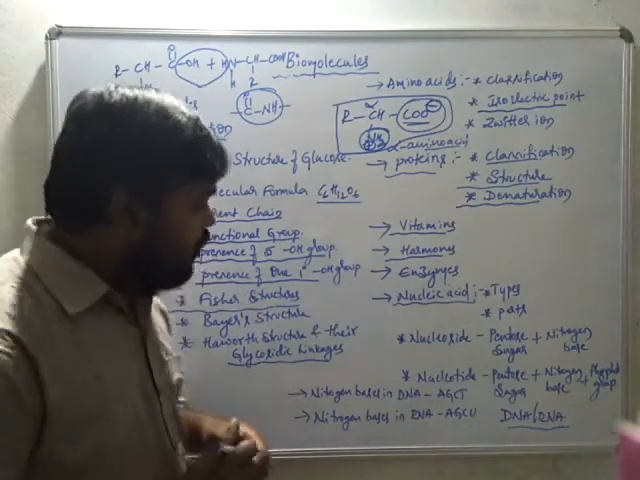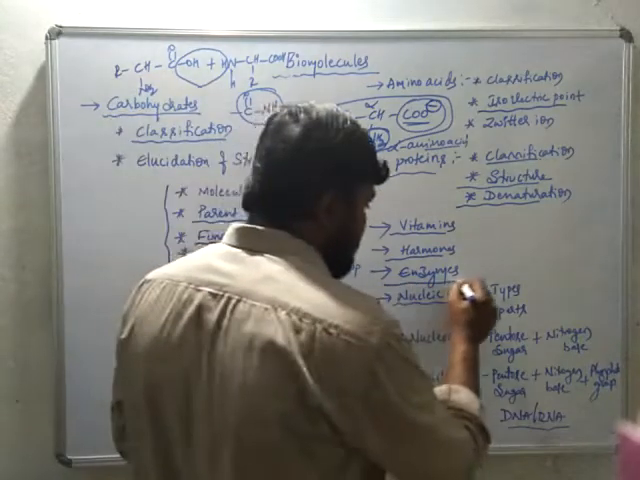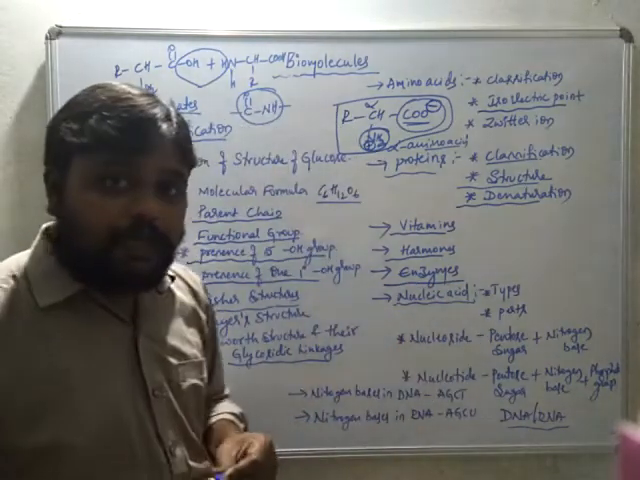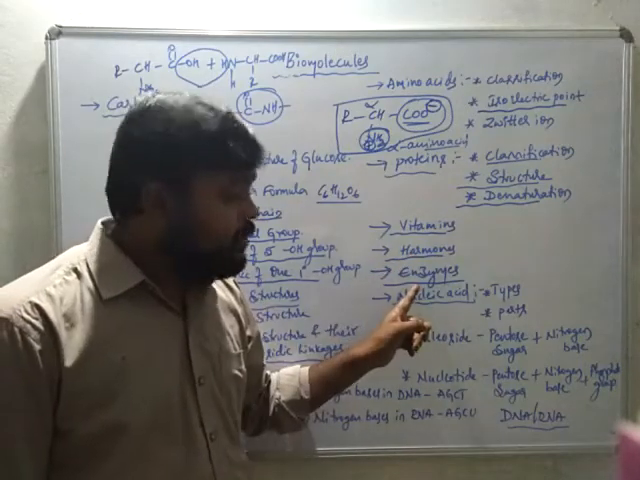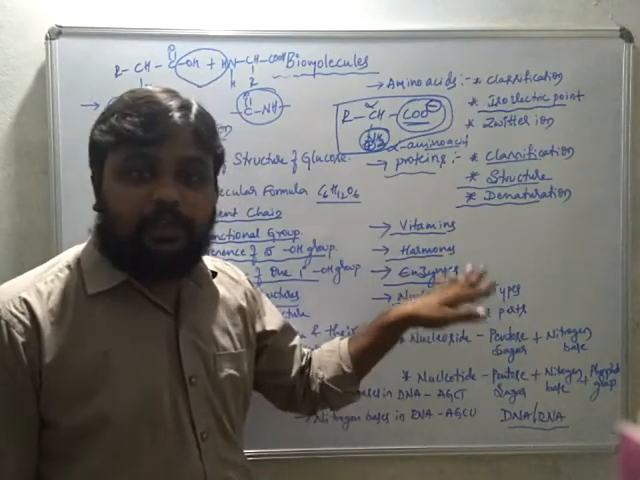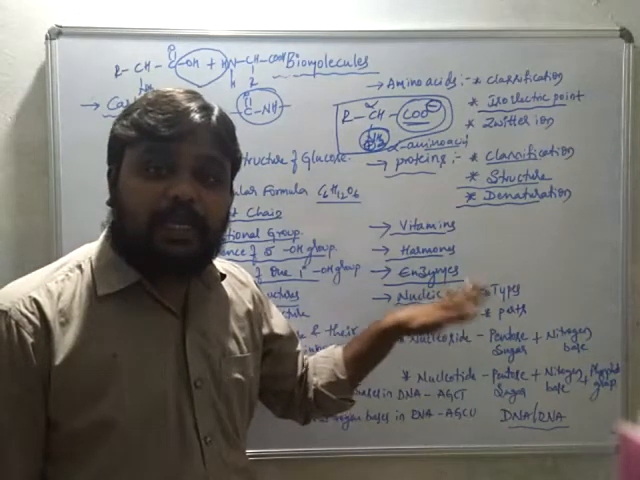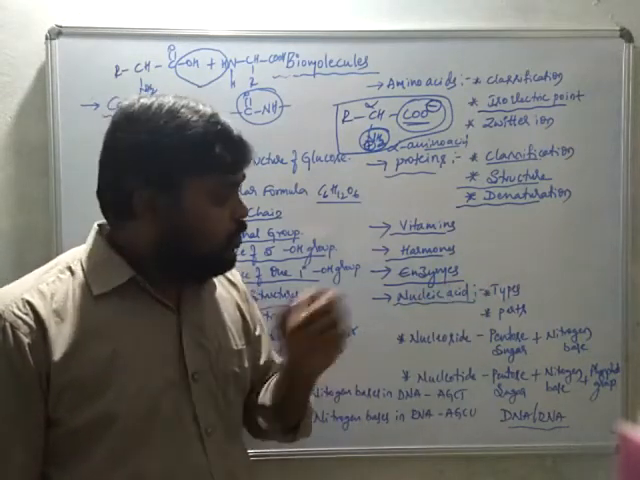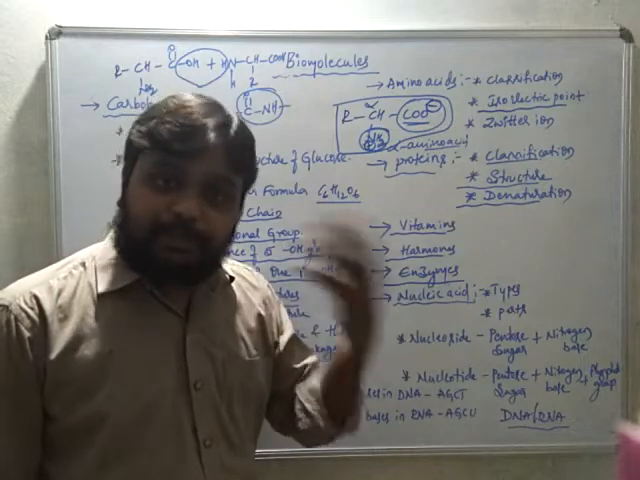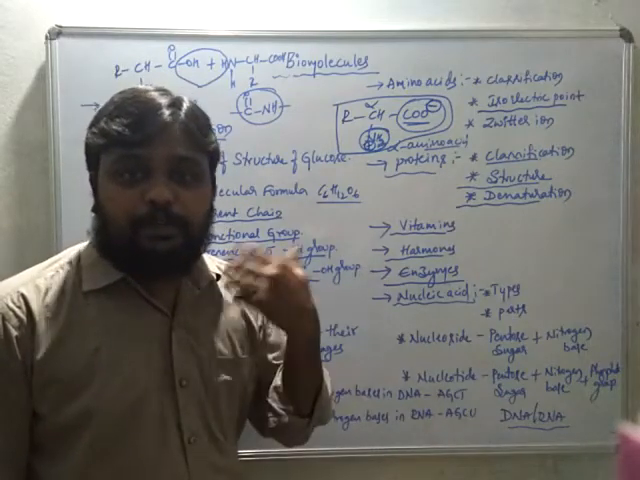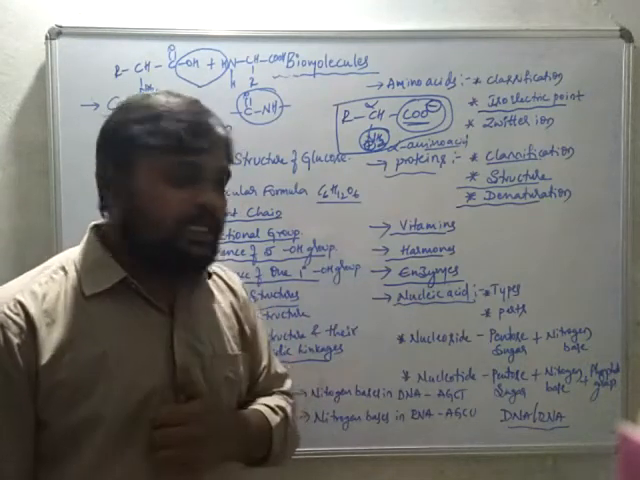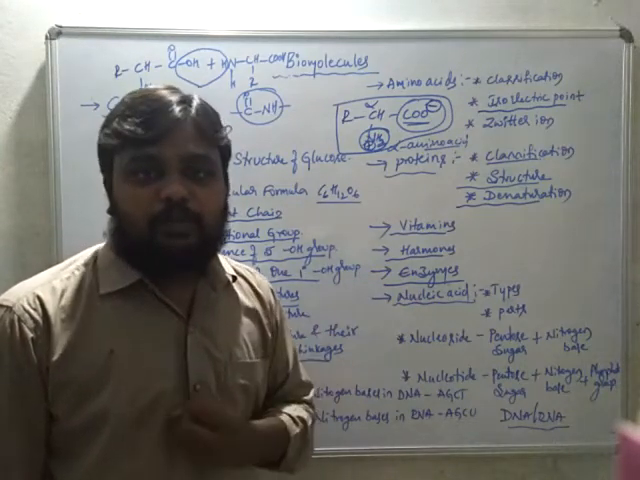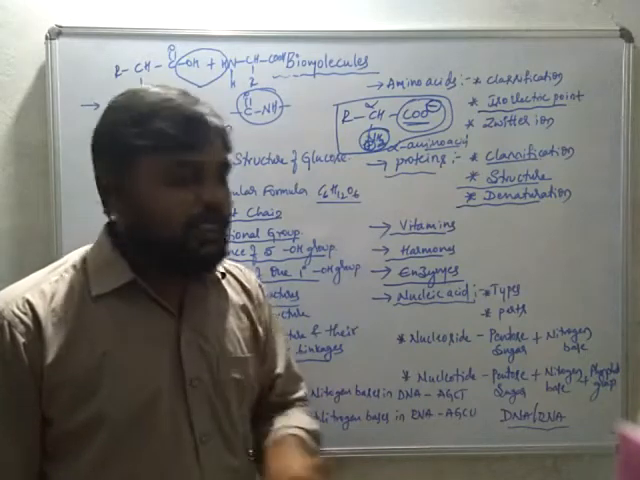Next is enzymes. Enzymes are very important biochemical catalysts. Hormones are biochemical messengers, but enzymes are biochemical catalysts. They help to catalyze a specific biochemical reaction, so enzymes are highly specific in nature. They require a moderate or optimum temperature, that is 37 degrees centigrade, at which an enzyme can work more efficiently.